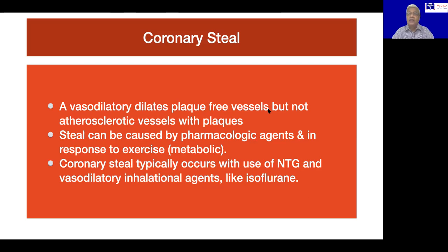Steal, when does it occur? Steal occurs whenever you administer a pharmacological agent and it dilates the coronary arteries. Steal also occurs during exercise because of metabolic reasons. Again, because of metabolic reasons, the normal vessels dilate, but the abnormal vessels or the ones with disease do not dilate, and that is why the patient develops angina when the patient undergoes some exercise. Coronary steal typically occurs under anesthesia with the use of NTG and with the use of inhalational agents like isoflurane, which are vasodilatory.